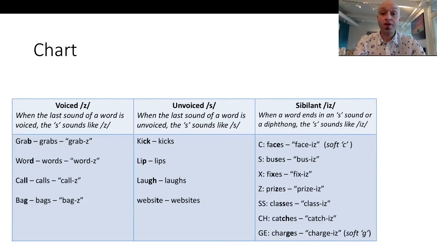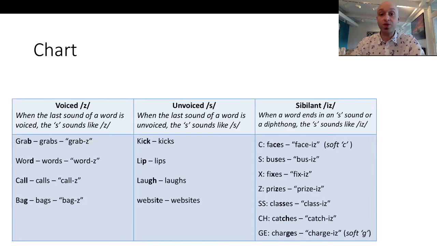The second category is unvoiced words. When the last sound of a word is unvoiced, that S at the end of the word will sound like what Americans would think of as a true S. So kick, kicks, lip, lips, laugh, laughs, website, websites. So if that last sound of the word is unvoiced, the S at the end will sound like a true S.